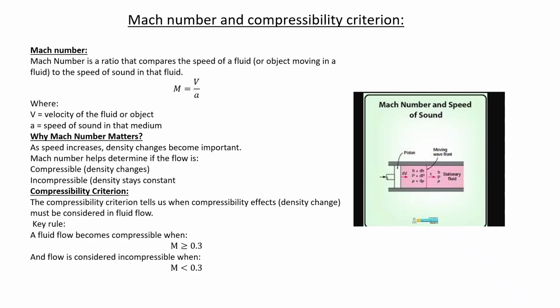Mach number is the ratio of the speed of the material to the speed of sound. Basically, it tells us whether the fluid is compressible or incompressible. If the value of Mach number is greater than 0.3, then the fluid will be compressible. If the value is less than 0.3, then the fluid will be incompressible.